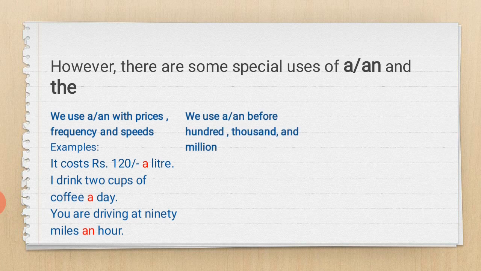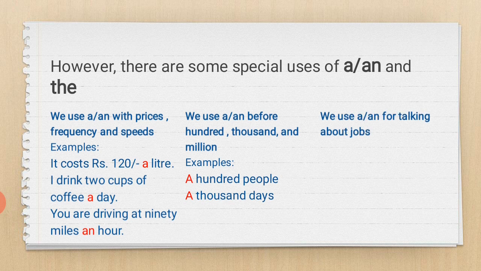We use a or an before hundred, thousand, and million. Through example, you will come to know about that. A hundred people, a thousand days. And we use a or an for talking about jobs. Examples are: I am a bank manager, I am a judge, I am a teacher. So we use a or an with prices, frequency, speed, hundred, thousand, million, and when you're talking about a job.